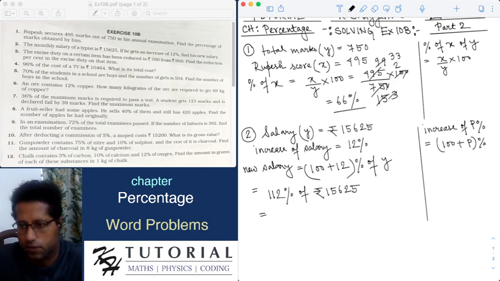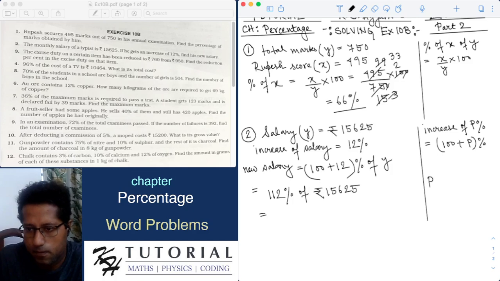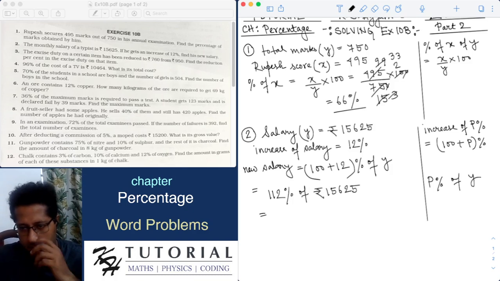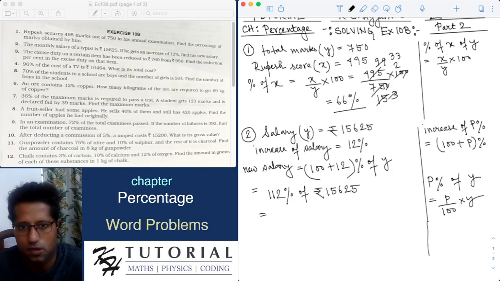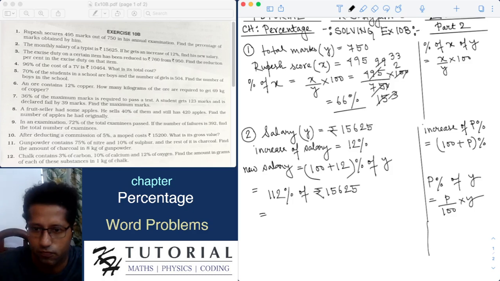So what is p percent of some amount y? This is equal to p by 100 into y. So this is the concept I am applying. The first concept was, if an increase of some percentage is given, that means the percentage becomes 100 plus that increase. In this problem, it is 100 plus 12, that is 112. Now we have to calculate 112 percentage of some amount, that is, in this problem, rupees.